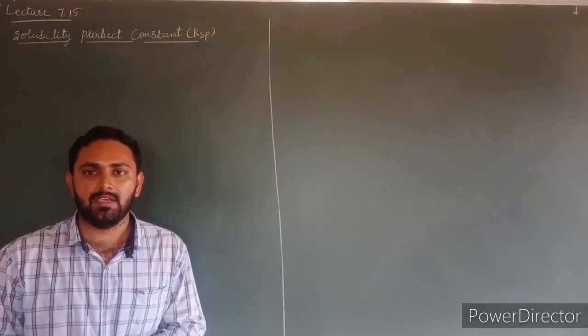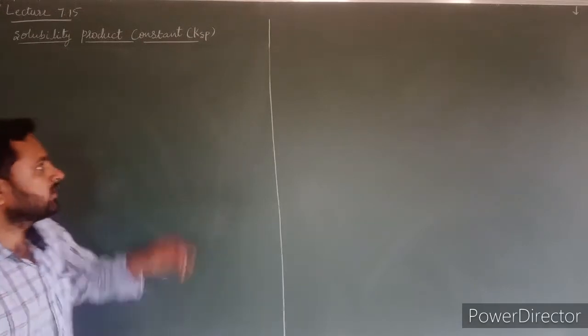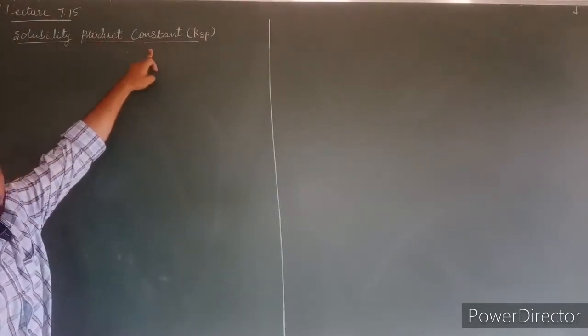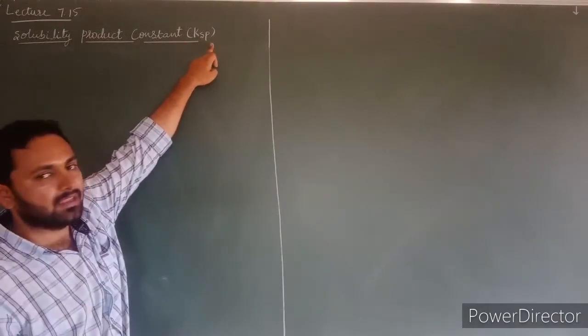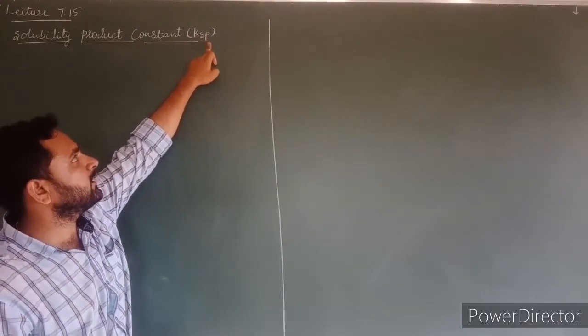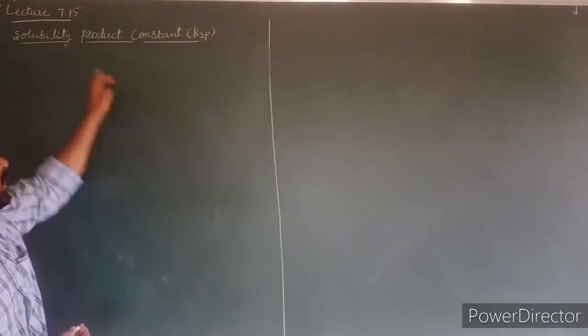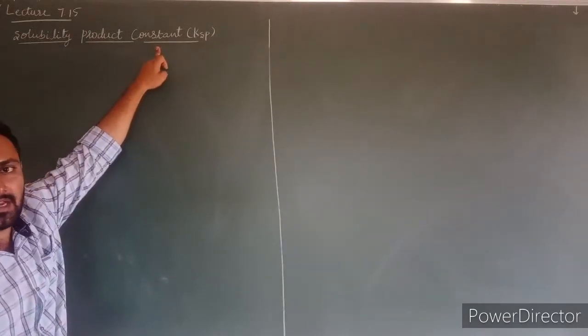I am Virpoksh BP. In today's class we are going to discuss about solubility product constant. Solubility product constant is denoted by KSP. KSP means solubility product constant. Here there is a small derivation to get solubility product constant mathematical expression.